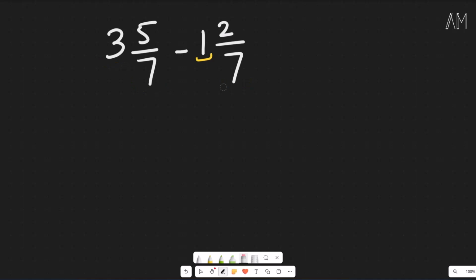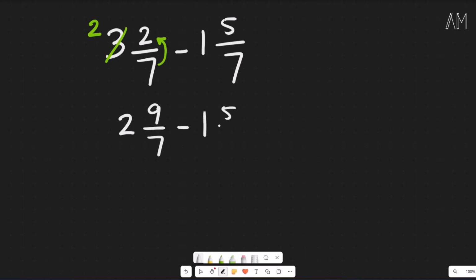Let's say they gave me 3 and 2 over 7 minus 1 and 5 over 7. Before you start your subtraction, I need you to check the fractions. Can I subtract the fractions? I have 2 minus 5, which I cannot do. So in this case, we will borrow from the whole number. I'm going to take 1 from the whole number, the 3 will become 2, and add the denominator to the numerator. What will it become? It will become 2 and 9 over 7 minus 1 and 5 over 7. And this shall fix this problem, and now I can continue my subtraction normally.